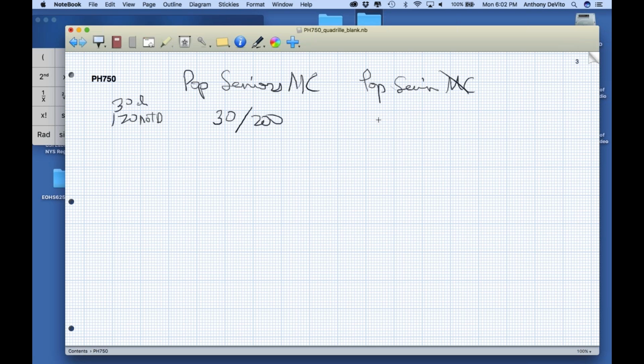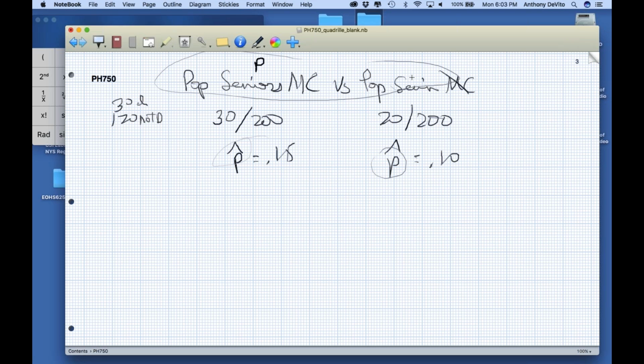And in this population, 20 out of 200 are diabetic, a proportion, our prevalence. So P cap for this population is 0.15. P cap for this population is 0.10. So now, if I want to compare these two, I'm not really interested in the outcome of these samples. I'm really interested in what's the proportion in this population, just like when we do our t-test for when we have a numerical variable.